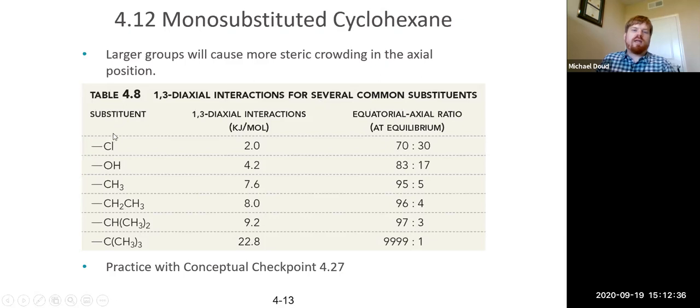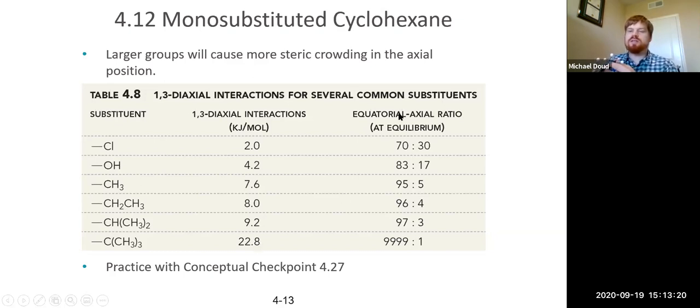And so you can have these 1,3 diaxial interactions. This is kind of like the hydrogen-hydrogen gauche interactions. Yeah, these were the gauche interactions that we were talking about, but this time, rather than talking about a hydrogen or a methyl group, we're specifically talking about the CH2 in the back. So that's like this thing back here. If it's a chlorine, that costs about 2.0 kilojoules per mole to be gauche. For a hydroxyl group or an alcohol, that's 4.2 kilojoules per mole, methyl group 7.6. And then anything bigger than that, as you can see, it gets more and more expensive, a bigger and bigger steric cost to do it.